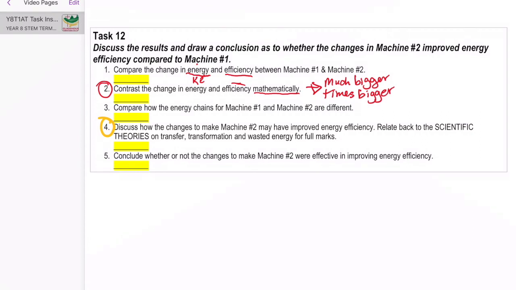Last but not least is consider whether or not these changes were really effective in improving efficiency. So this is basically, show me the numbers. How much better was machine 2 to machine 1, if ever? Was it a significant improvement or was it not really a big improvement at all? Please make sure you write those down for full marks. And last but not least, conclude whether or not the changes to machine 2 were effective in improving energy efficiency.